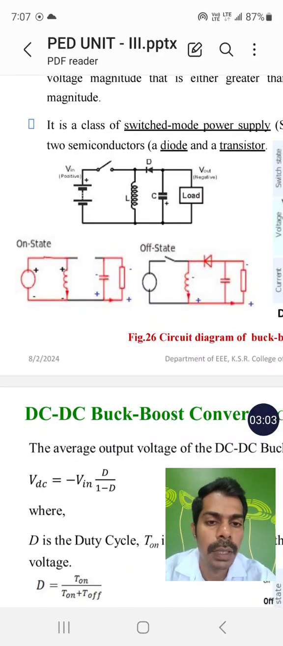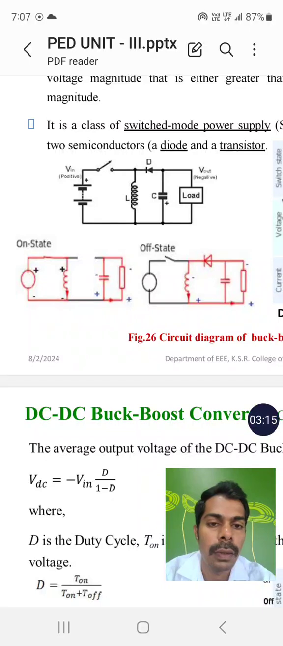The energy from the inductor and the energy from the capacitor will move to the load, so the output voltage is greater than the input voltage. In the meantime, the capacitor will get charged, so that when we move on to the next mode of operation, the capacitor will discharge its energy to the load.